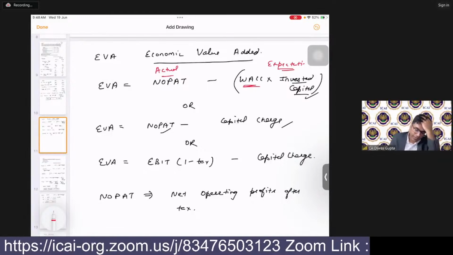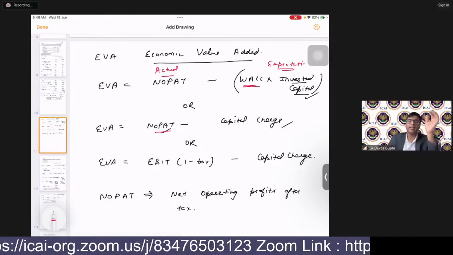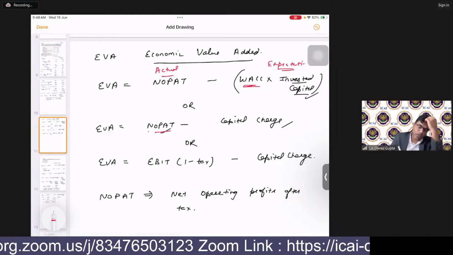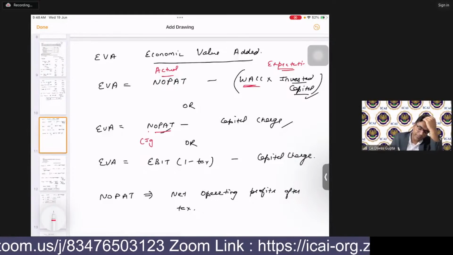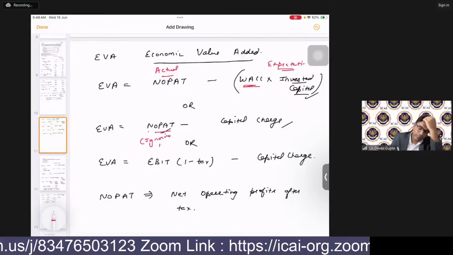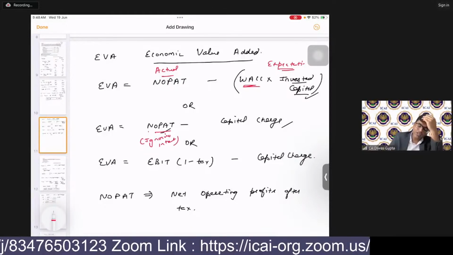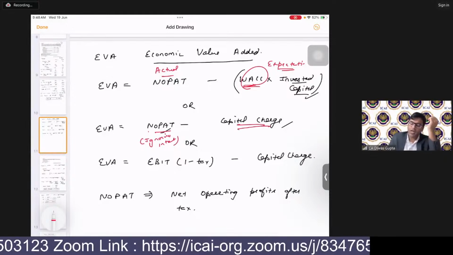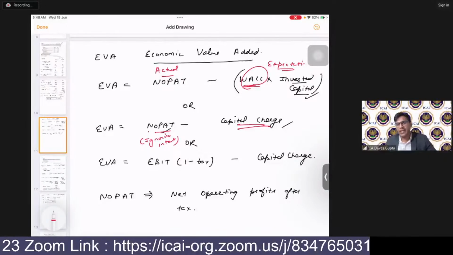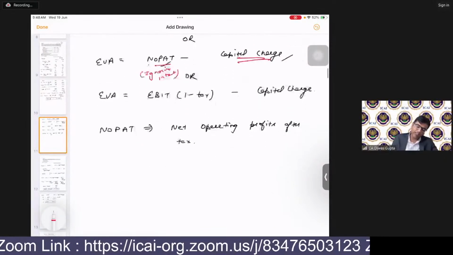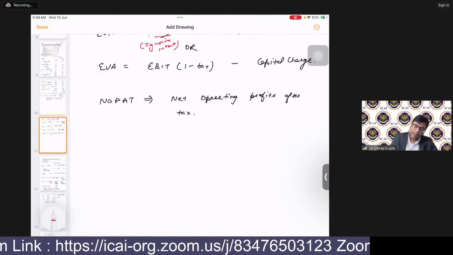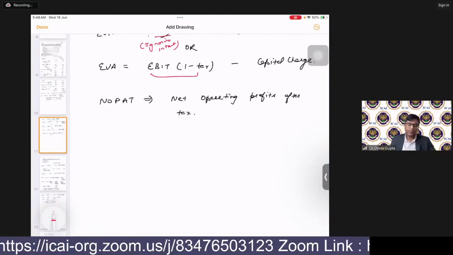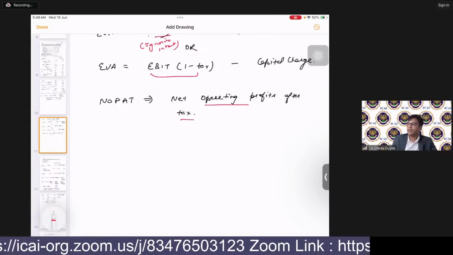Simple. Actual return is represented by NOPAT, net operating profit after tax. Why are we taking net operating profit? Because we are ignoring interest here. That interest charge is also part of WACC, right? So this capital charge that we are talking about also includes the interest. Hence, we are ignoring it here. Otherwise, it will get double counted. This is also EBIT into 1 minus tax rate, which will give you the same thing: net operating profit after tax.